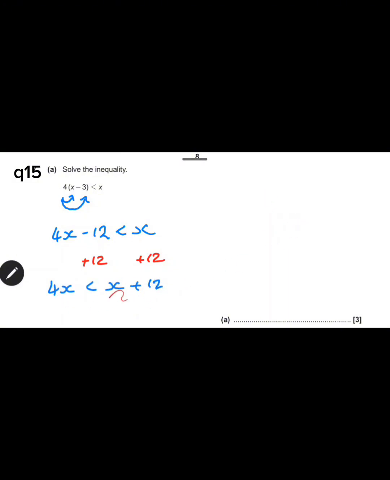And at this point, I'm going to get rid of the smaller x's. So take x, and what you get is 3x is less than, that's gone away, 12. Final step, divide by 3, and we get x is less than 4.